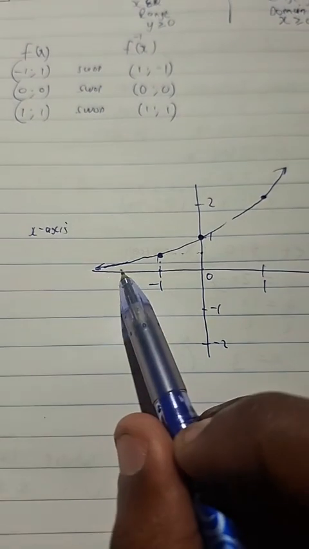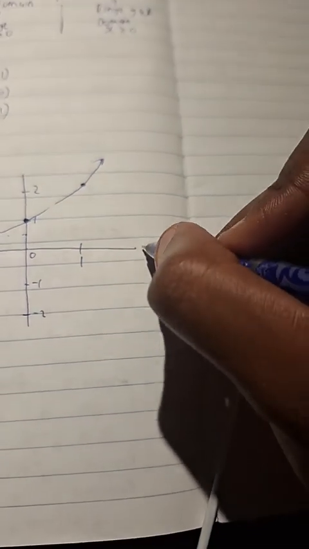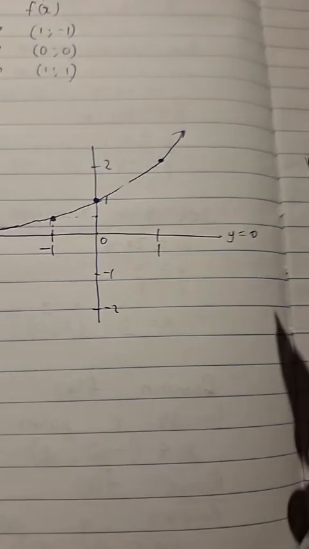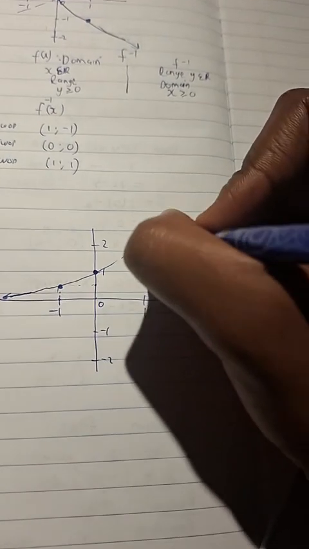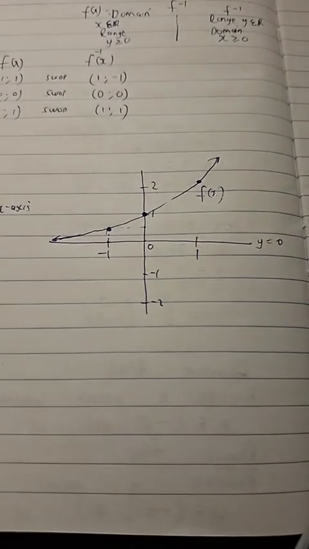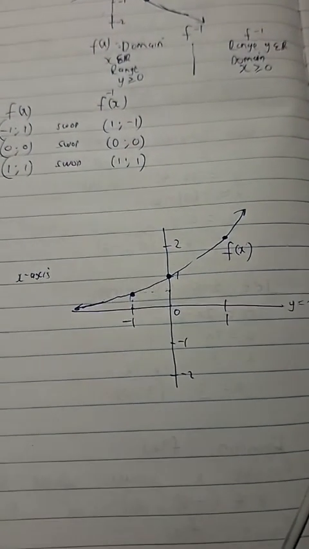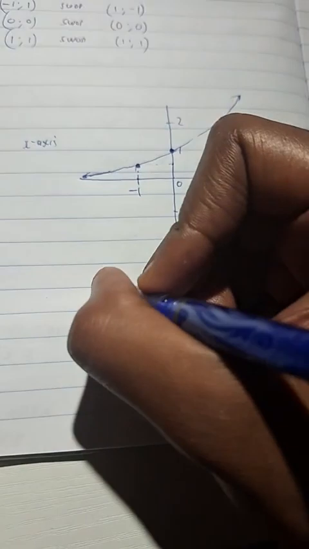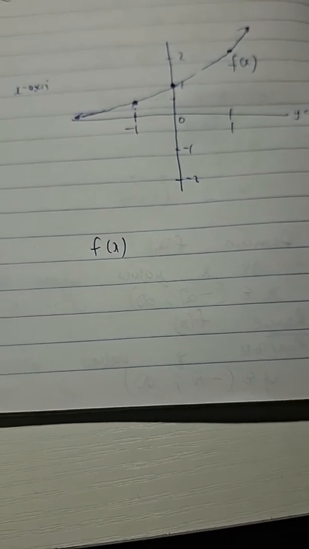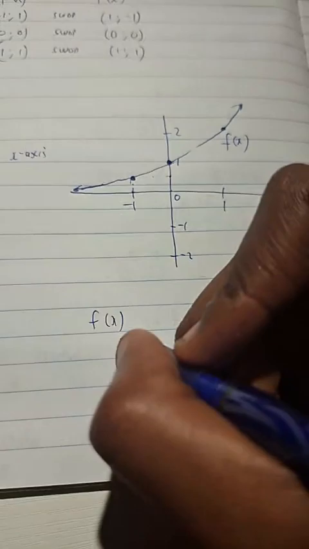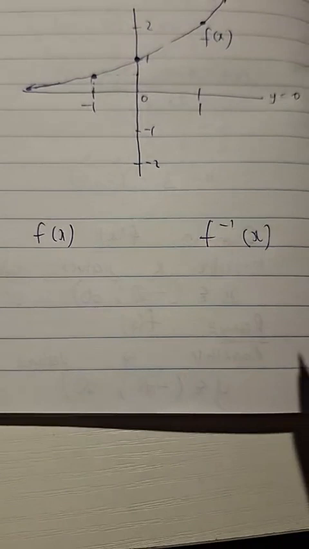Your function does not touch the x-axis. Why? Because that is its asymptote. Remember, y is equal to 0 is the function's asymptote. These are the points that we have. That is f of x. Okay. Then the inverse is simple. We don't have to punch this into our calculator, guys. Once we have the coordinates of f of x, then it's easy to basically determine the coordinates of the inverse.